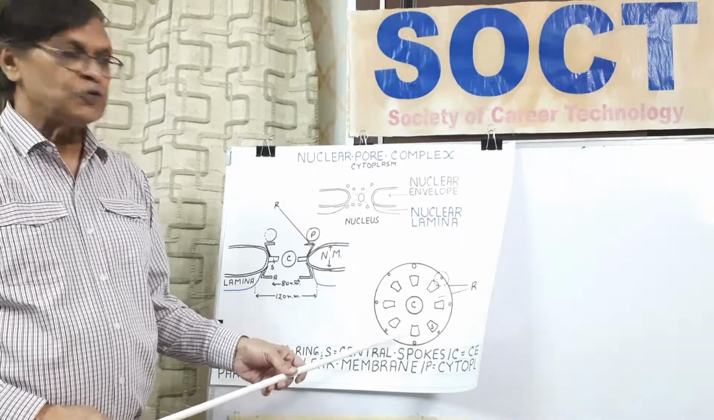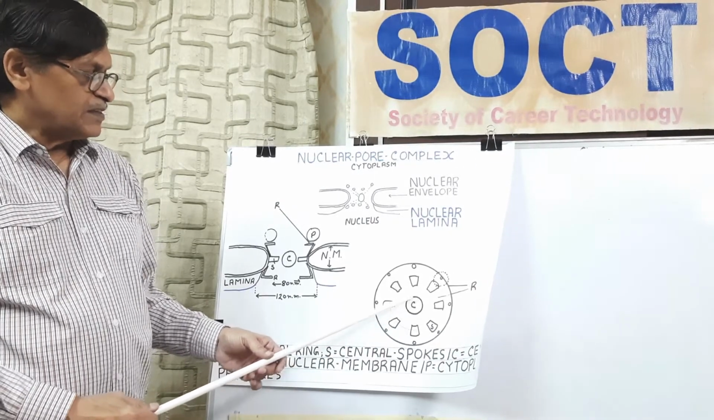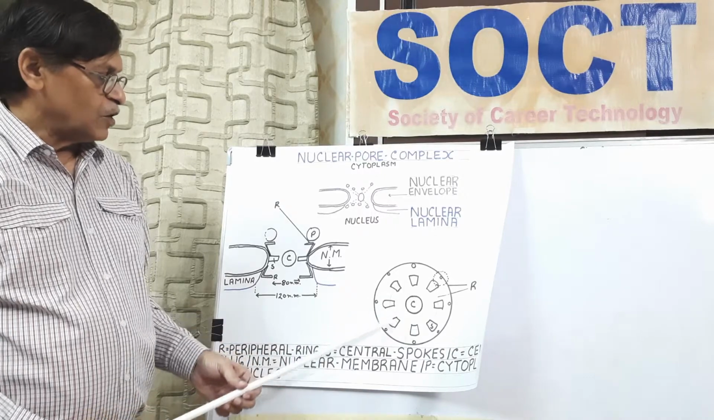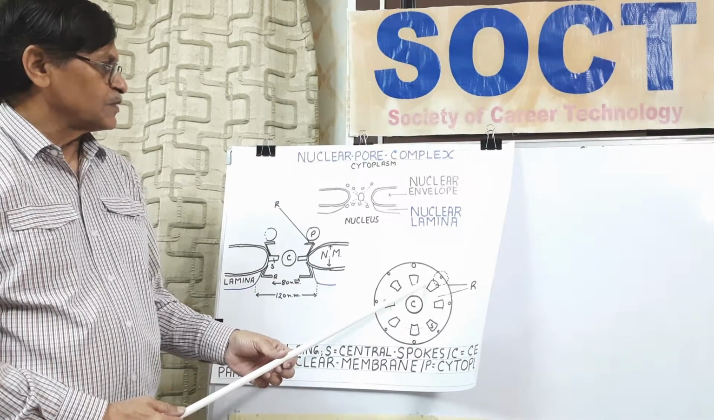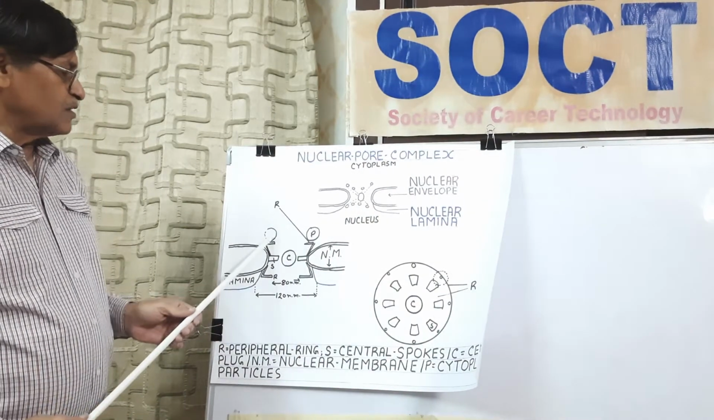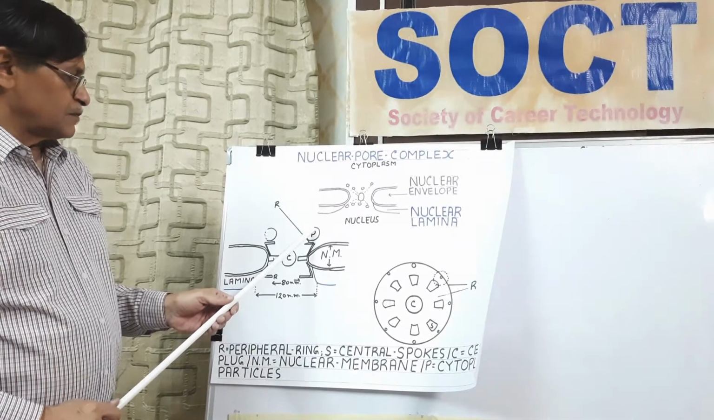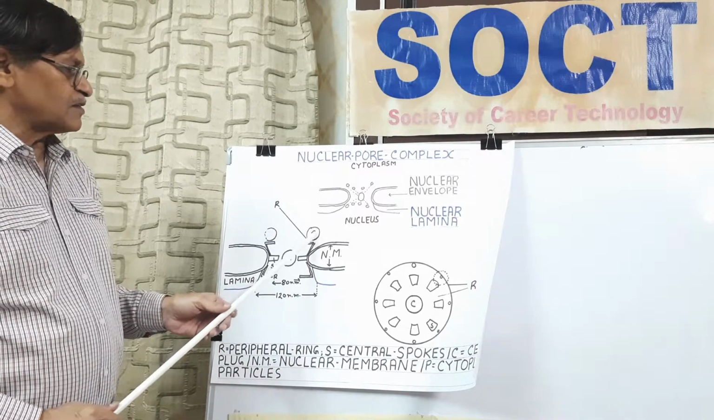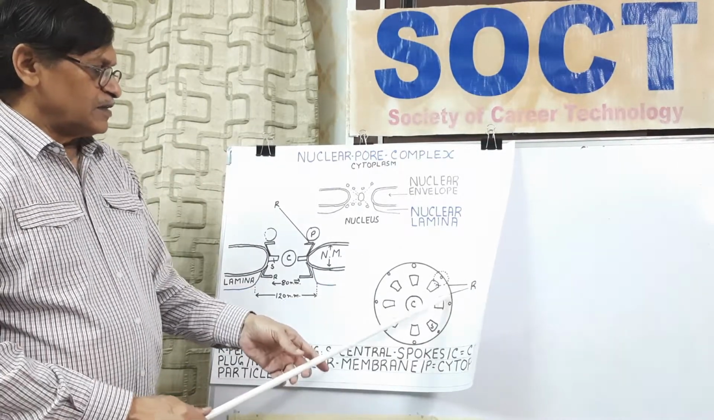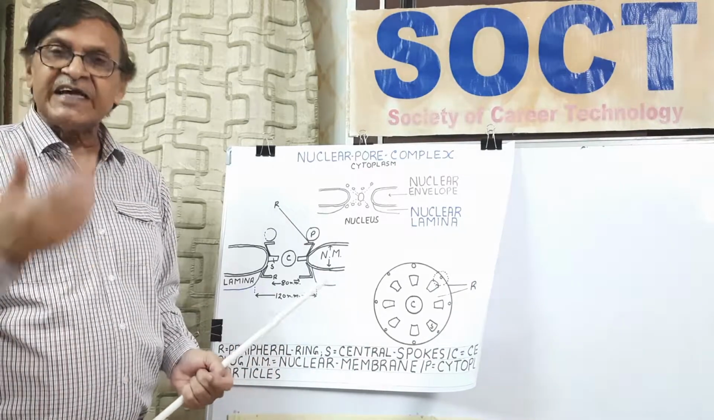In a surface view we can see here the central plug surrounded by 8 spokes, and sometimes but not always on the cytoplasmic side 8 pores are found. It is supposed that these are inactive ribosomes.